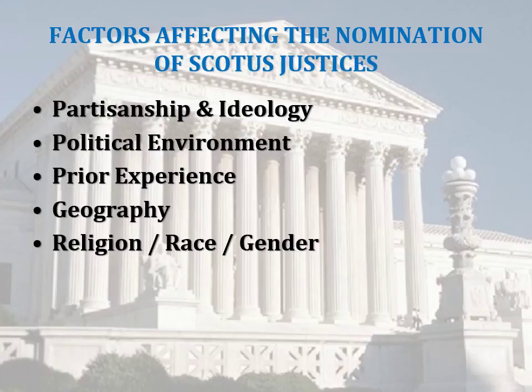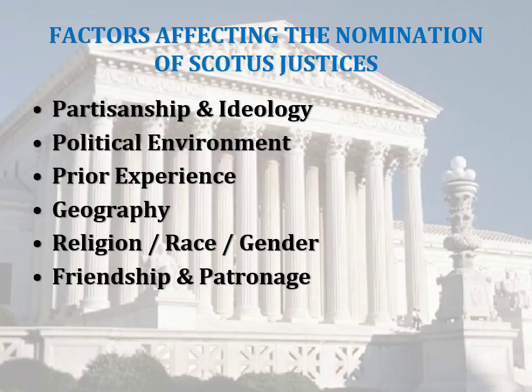Another critical factor in selection or nomination is friendship and patronage. The simple fact is three-fifths of those nominated to the court personally knew the president who nominated them. Three-fifths. Washington selected personal friends to serve on the court. Truman nominated four of his longtime buddies: Burton, Vinson, Clark, and Minton.